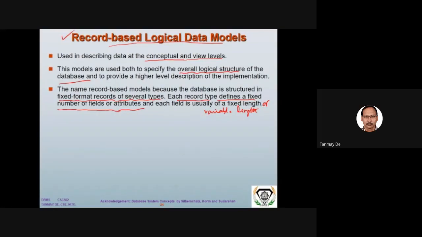In reality, the use of fixed length records simplifies the physical level implementation of the database. For that reason, in most cases, fixed length fields are used. What is the benefit? It simplifies the physical level implementation of the database. But a richer structure of the database must use variable length records at the physical level.